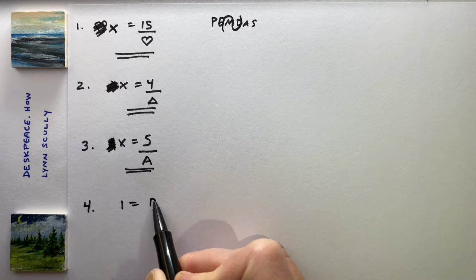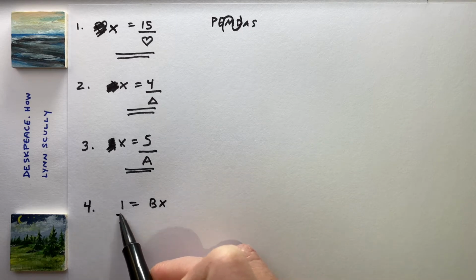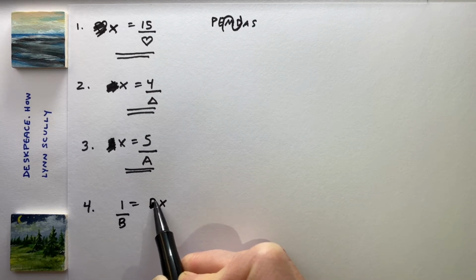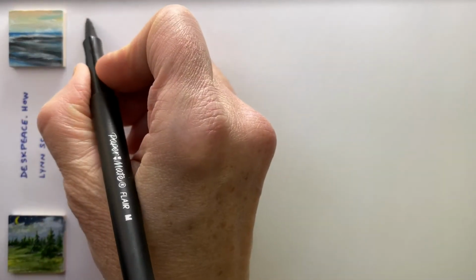Number 4: I have 1 equals bx. I want to solve for x. B is attached by multiplication. Move it by division to the other side of the equal sign. My x is alone.